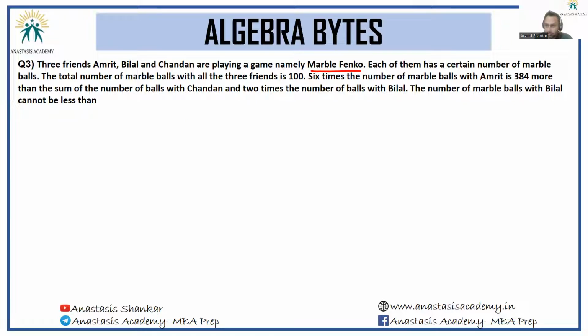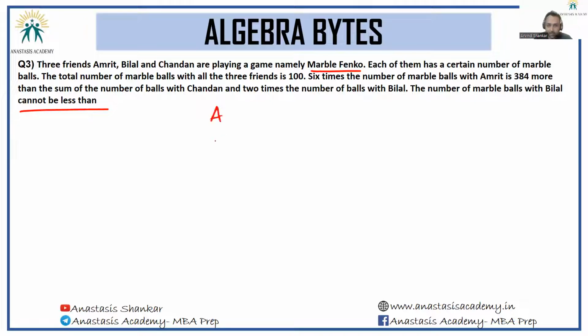6 times the number of marble balls with Amrit is 384 more than the sum of the number of balls with Chandan, and 2 times the number of balls with Bilal. The number of marble balls with Bilal cannot be less than. Okay, so one thing that you should infer from this question is you will not get a precise answer. You will get a limit. There is an extrema that you have to check.